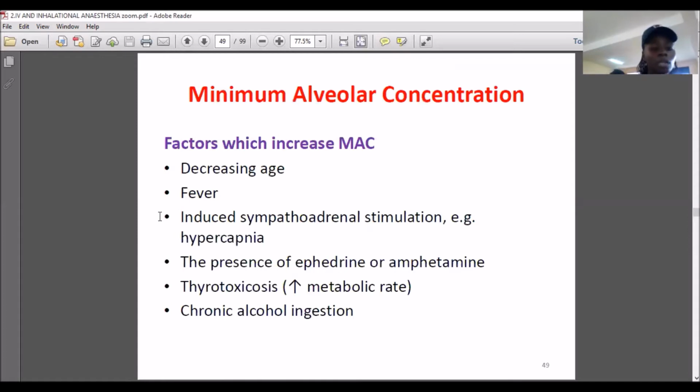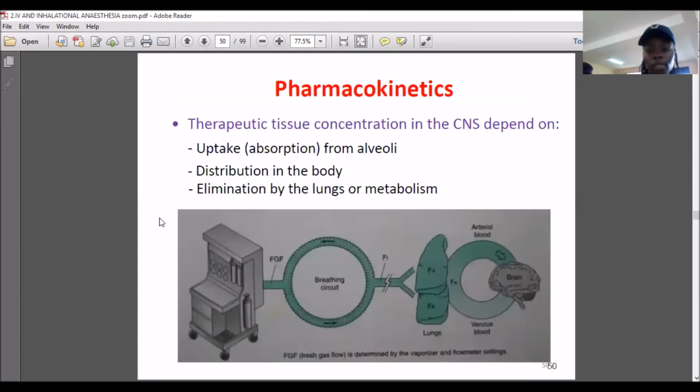So factors that lead to the increase: we have decreasing age, like the infants. In case there is fever, you have to increase the MAC. Induced sympathoadrenal stimulation, hypercapnia, the presence of ephedrine or amphetamine, thyrotoxicosis where there is an increase in the metabolic rate, and chronic alcohol ingestion. All these factors lead to its increase.